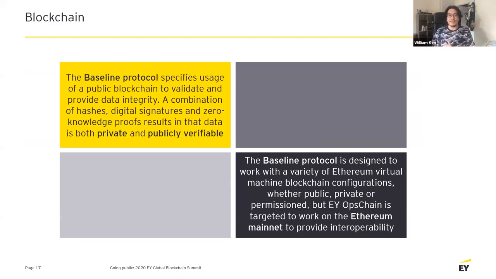Over the years, we and the entire blockchain community have figured out a lot of ways to use blockchain to validate and ensure data integrity by using things like hashes, digital signatures, and other techniques. But we at EY have been at the forefront of conducting zero-knowledge transactions against the Ethereum mainnet. And it's this work in zero-knowledge proofs that lets Baseline work against both private and public networks. And given the choice between the two, OpsChain is targeted to work against the public network.